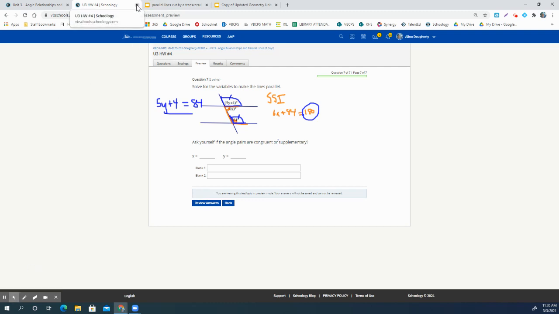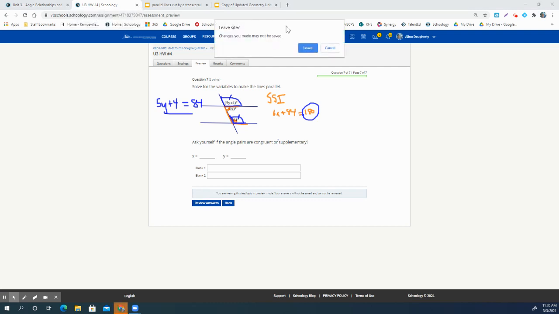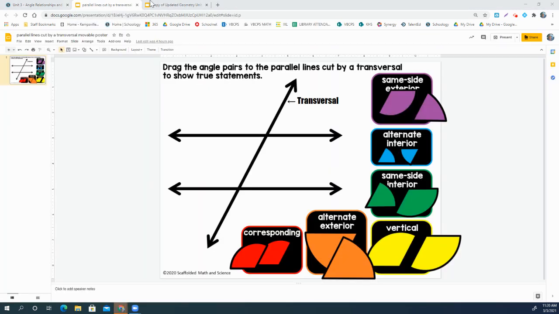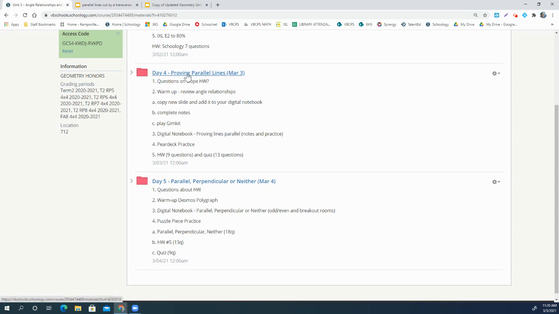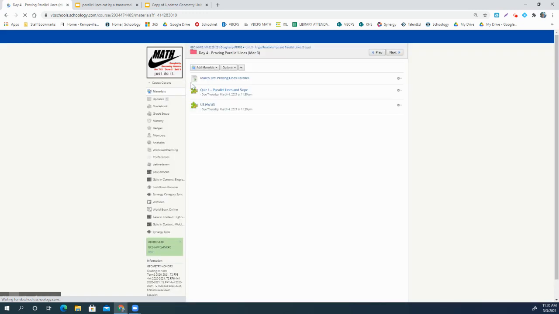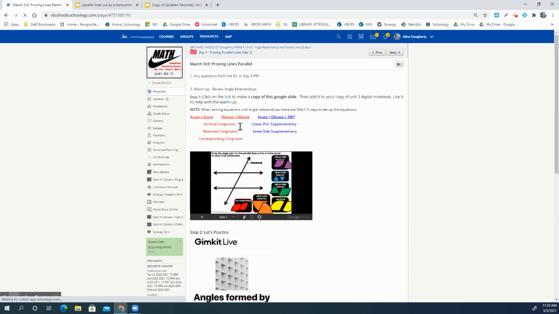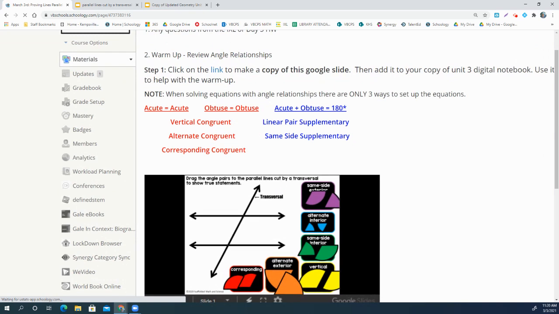This homework is open until 11:59 tonight. So if you didn't have a chance to do it, you are welcome to do it tonight. This is where we're going to go next, but let me show you in Schoology how to get there. So if you go into our day 4 Schoology page, so you got to go out of day 3 into day 4. This is kind of our agenda for today. And you're going to go into this page if you haven't done that already. And we're going to review these angle relationships. So hopefully this link works now. Somebody try the link, see if it works. It should open up your very own copy of this slide.